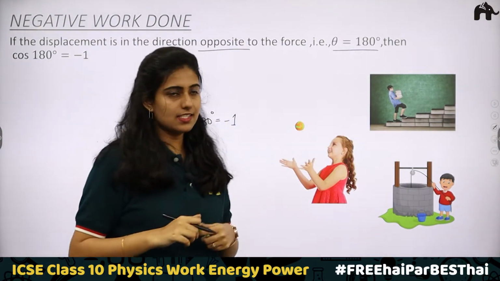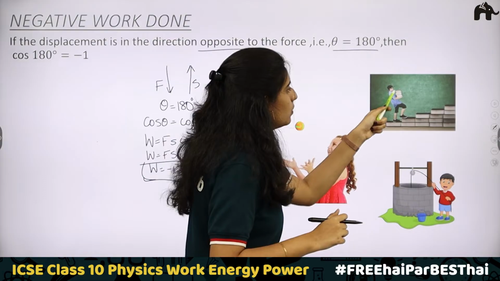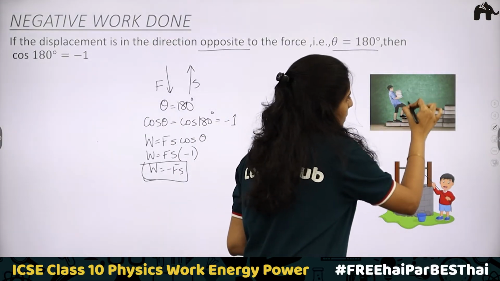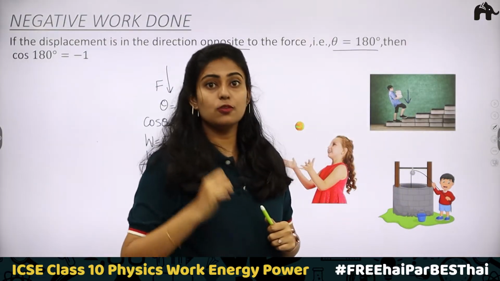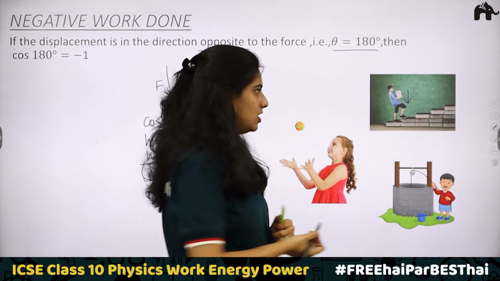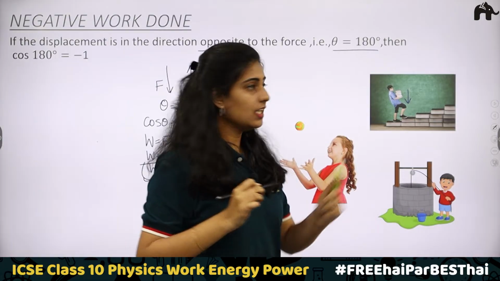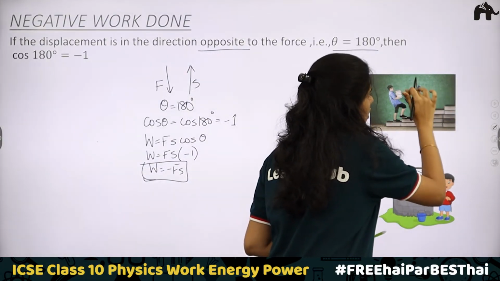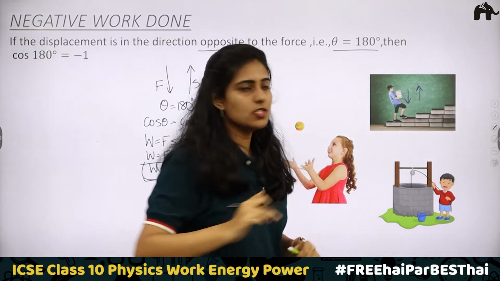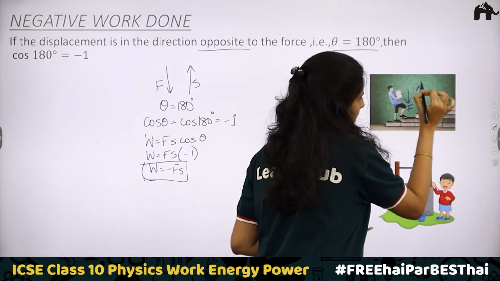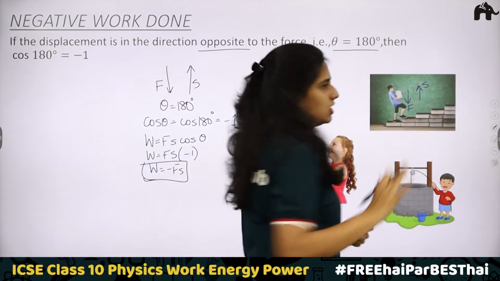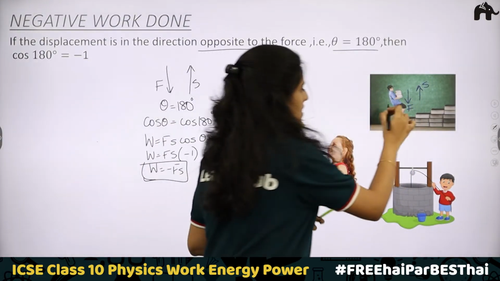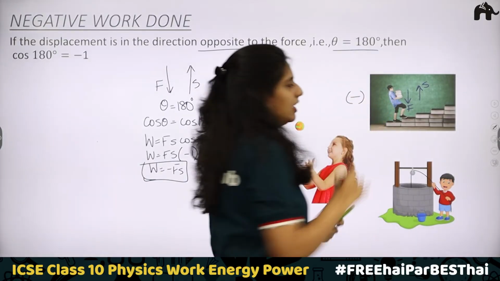Consider all these cases. Here you can see a boy moving with books in his hand. The books will be applying a force in the downward direction. Force of gravity is in the downward direction. In which direction is the book moving? He is climbing the stairs, which means the books are moving in a direction opposite to the direction in which force is acting. Force is acting downwards, displacement is in the opposite direction. So, in this case, when you consider force of gravity, we can say the work done is negative work done.